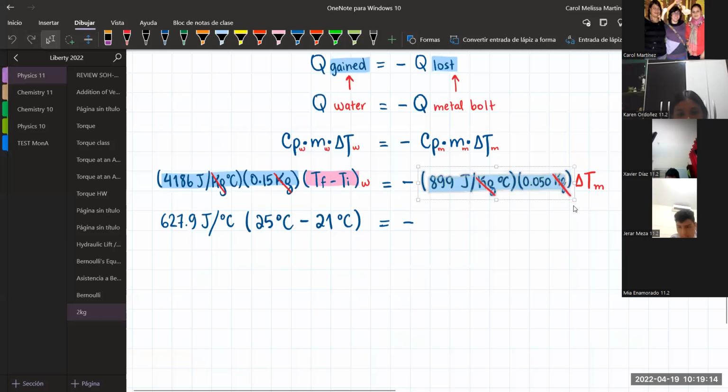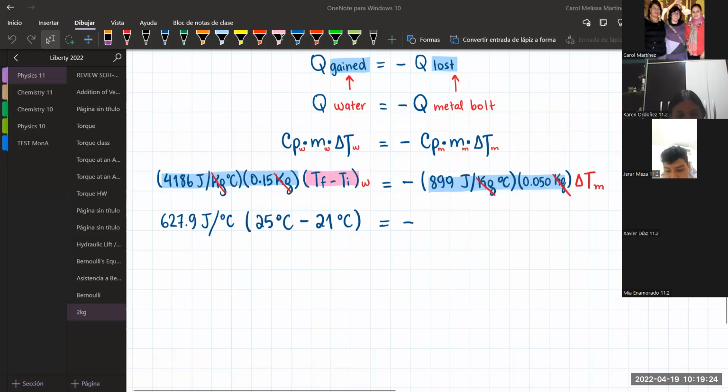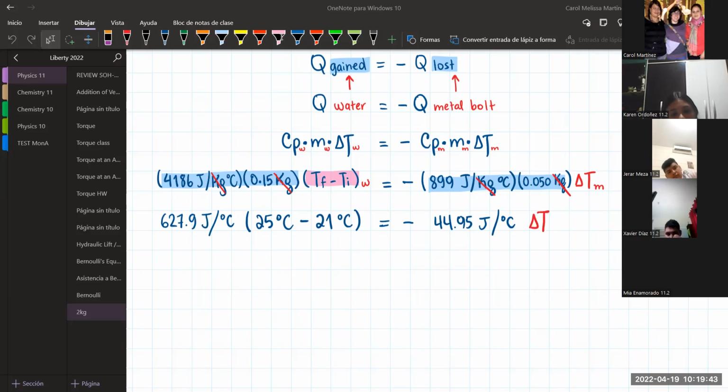I mean this one, 899 times 0.05. 44.85. 44.95. These are joules. I already canceled kilograms with kilograms. Celsius, multiplying my delta T of the metal bolt. Okay? Now, I continue.